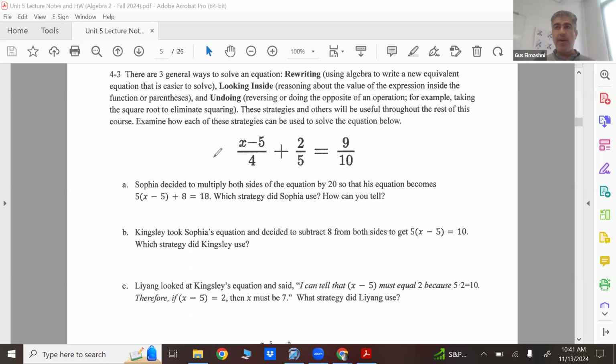Now, you could do this a variety of ways. And our next test, most likely we'll retest on this stuff because I want to make sure you guys are comfortable with these kinds of equations.